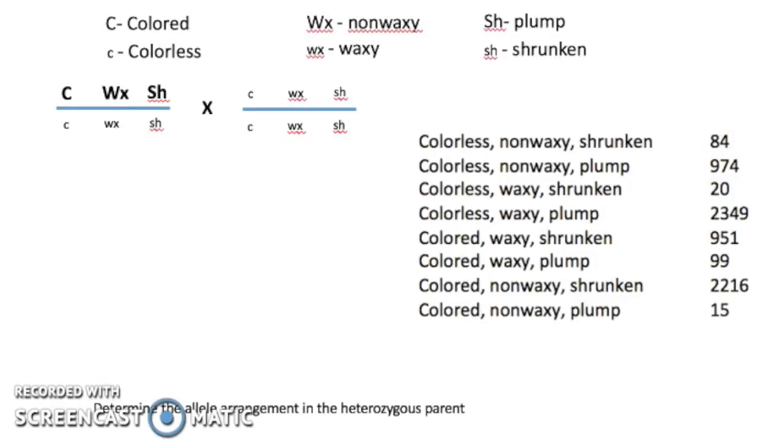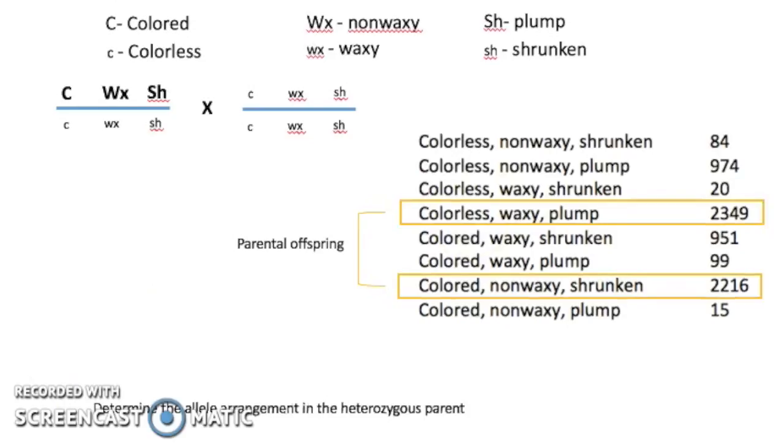So our first step is to determine the allele arrangement. What you want to do when you're looking for the allele arrangement is look for the 2 F1 generation groups that have the most. So you're looking for the phenotype that has the most offspring, the top 2. So right here, I marked them off. The colorless waxy plump corn and the colored non-waxy shrunken corn would be what are considered the parental offspring, or the 2 sets of offspring that are the largest for a certain phenotype.